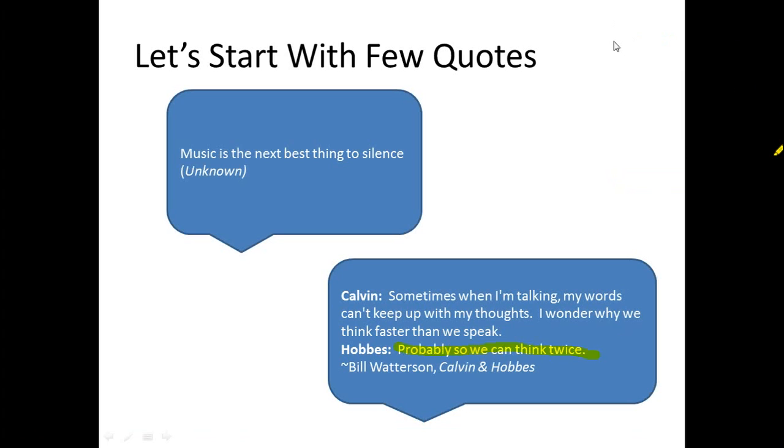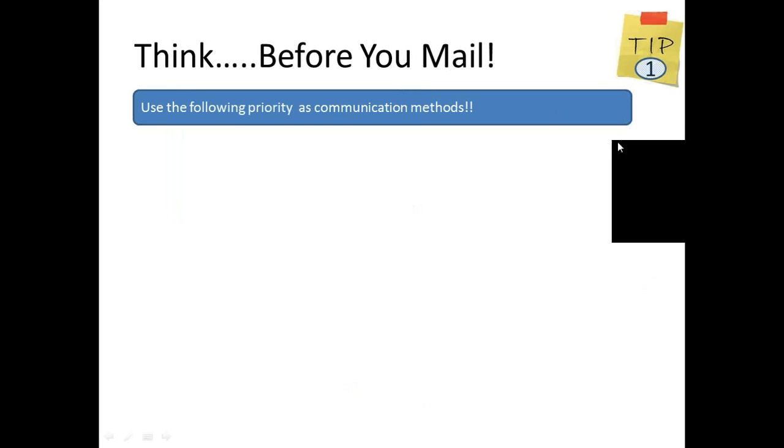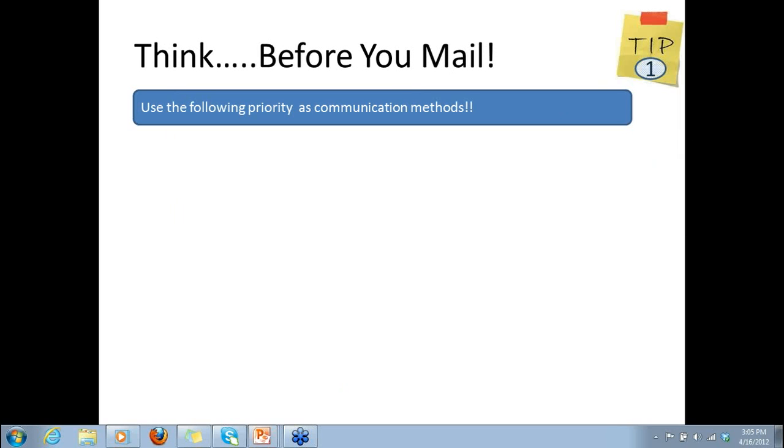So the key point is we have to think twice before we actually speak, and that's why our thoughts move faster. Actually, it's much more true even in the case of emailing as well. You have to think before you email, and one of the first tips that I want to share with you is to use the following priority as your communication method. And what is the priority? Let me share with you.